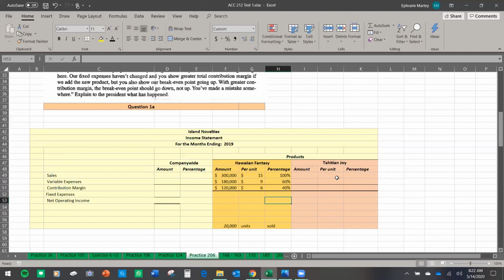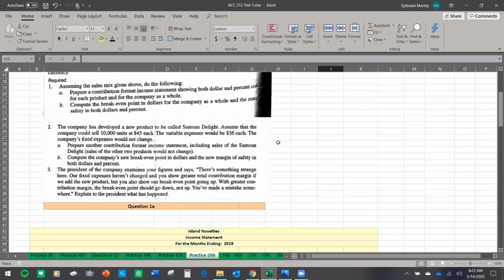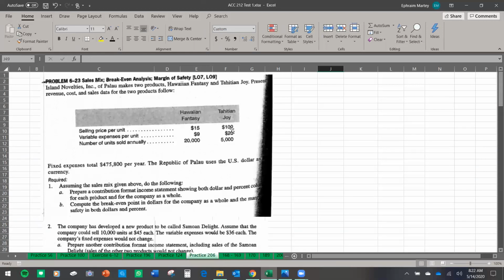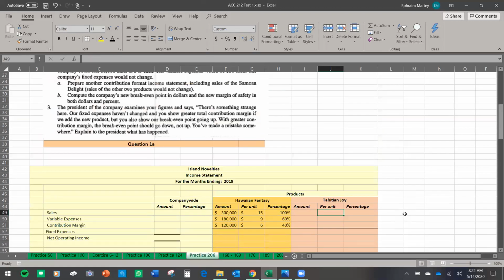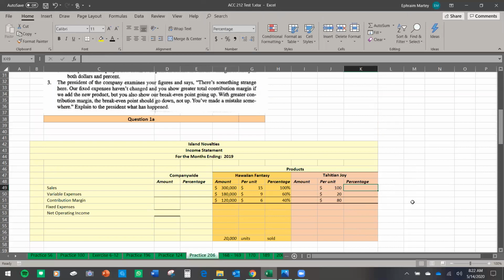Okay, let's move on and go to Tahitian. For Tahitian, we have 100 selling and 20 variable. So we know the contribution margin will be this minus that, which gives us 80. Then sales is always 100%. So we can divide that by this, which gives us 20%. So automatically this minus that is 80%. Remember, you can use the total, or you can decide to use the per unit to find a percentage. It's going to give you the same thing.